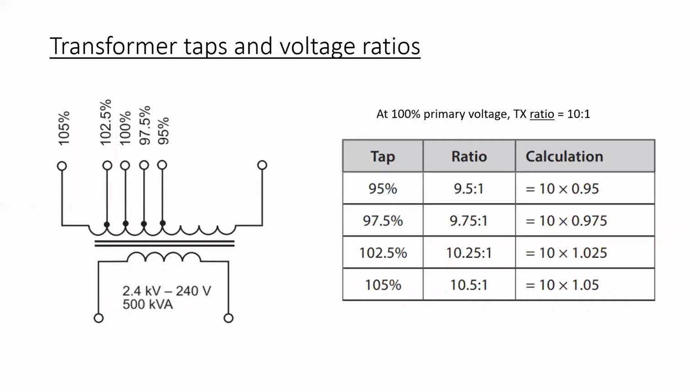Here's another example, this time using the voltage ratios. So now what we're looking at is a tap percent. So 95, 97.5, 102, and 105. So now what we have is 9.5 to 1, 9.75 to 1, 10.25 to 1, and 10.5 to 1. So the ratio changes slightly, and it changes so that we can ensure that we continue to have 240 volts on the secondary.